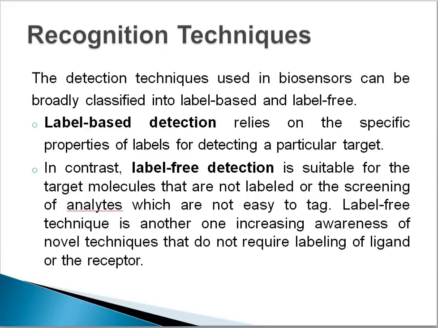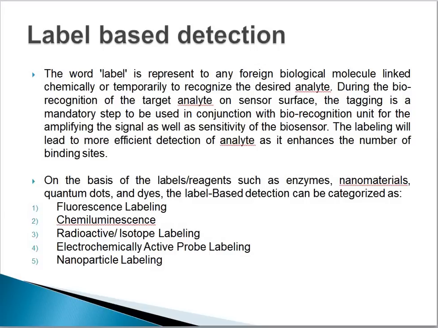Detection or recognition techniques are of two types. Broadly, they are classified into label-based detection and label-free detection. Label-based detection relies on the specific properties of labels for detecting a particular target. In contrast, label-free detection is suitable for target molecules that are not labeled, for the screening of analytes which are not easy to tag. The label-free technique is another increasingly recognized novel technique that does not require labeling of the ligand or the receptor. First, we will talk about label-based detection.